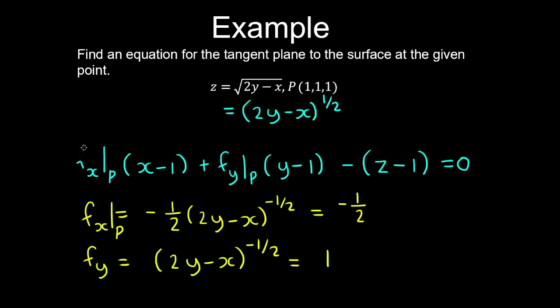And now we can replace these partial derivatives with the evaluated values. So we get minus a half and 1. So we can multiply through by 2 to get rid of the fraction. And we can write the equation of the tangent plane as minus x plus 2y minus 2z, and minus 1 by minus 1 is 1, minus 2 is negative 1, plus 2 is 1. So we get plus 1 is 0.